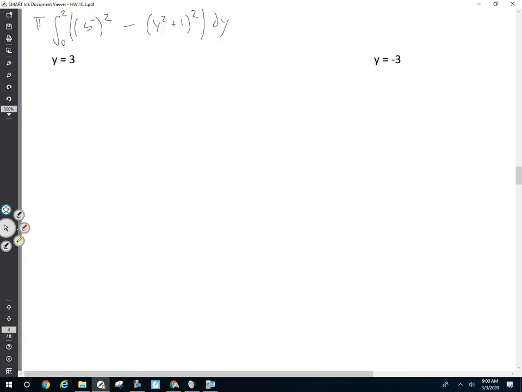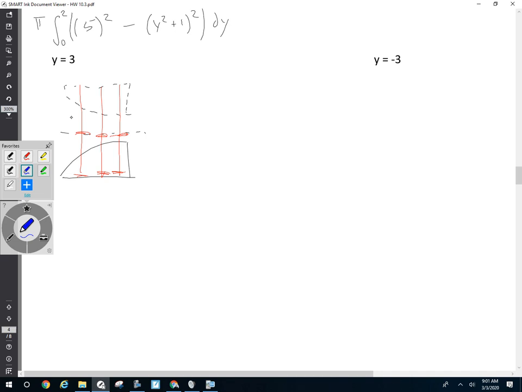Y equals 3 and y equals negative 3. Okay, here we go. Y equals 3, so it's going to be above. Here would be my reflection. Here are my red cylinders, which will always have a radius of 3. This line would cover the entire object, and then the hole. These will all have a radius of 3 minus.